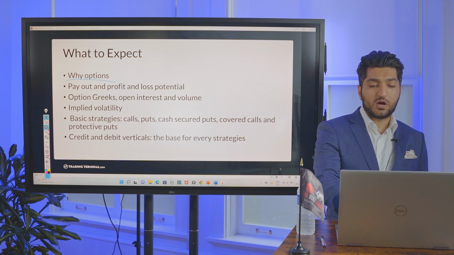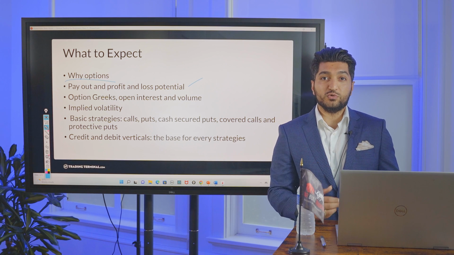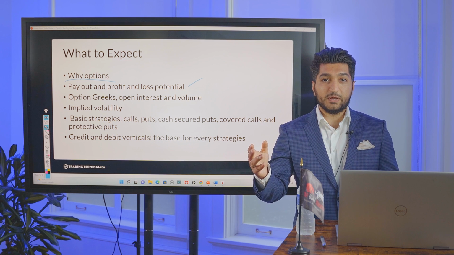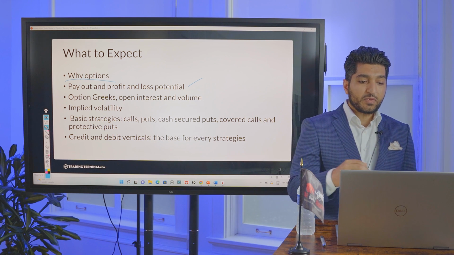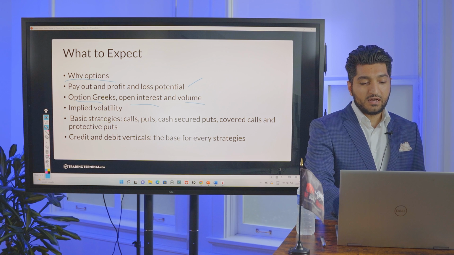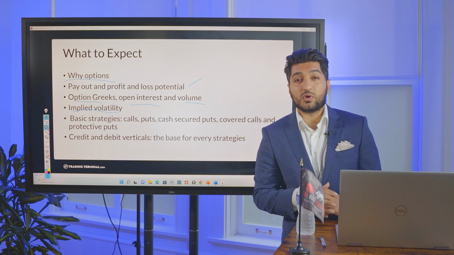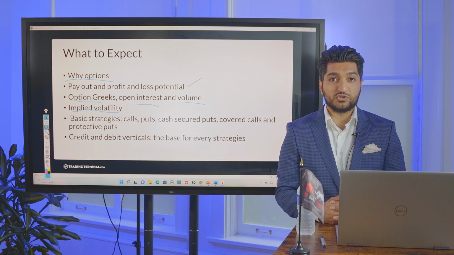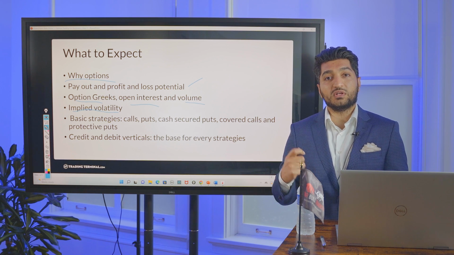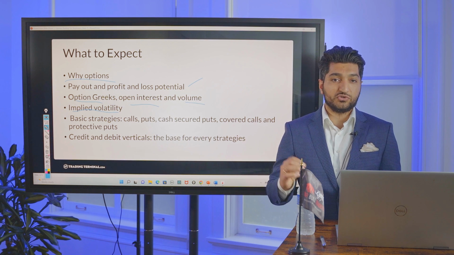We'll discuss why options are such powerful tools that you can use in your everyday trading, and even if you're a long-term investor, how you can utilize them. We're going to talk about option Greeks, open interest, and volume. We're going to talk about implied volatility. Implied volatility is one of the most important aspects of option trading, and in this course you can get a really good grasp of what implied volatility is and how you can use it in your option trading.